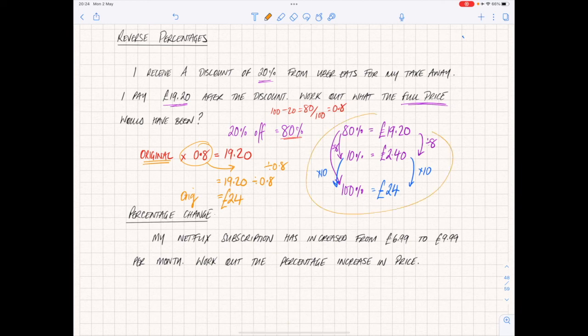If you didn't have a calculator, this way would probably be a little bit easier. If you do have a calculator, this method here might be a little bit easier to use, and if you're happy with rearranging equations, that second way will be a little bit easier.